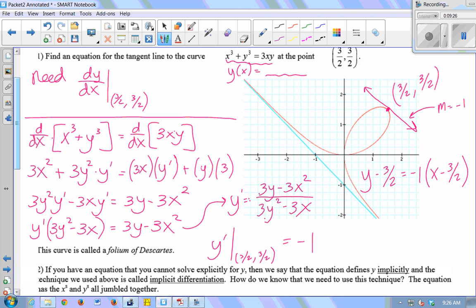And if you are married to y equals mx plus b, you could just distribute your -1 and add 3/2 to both sides. And you would get y equals -x plus 3/2 plus 6/2, which is 3. Either of these would be fine.